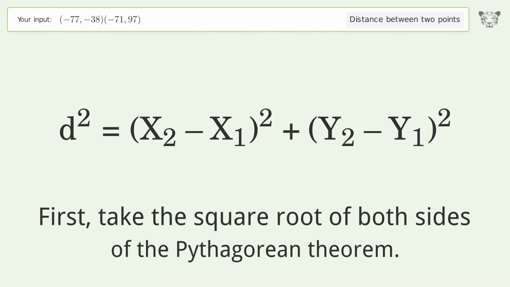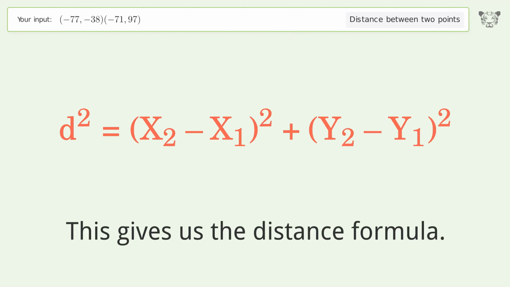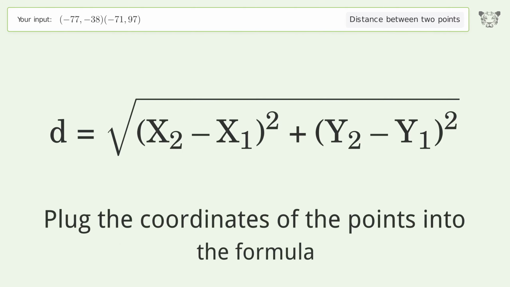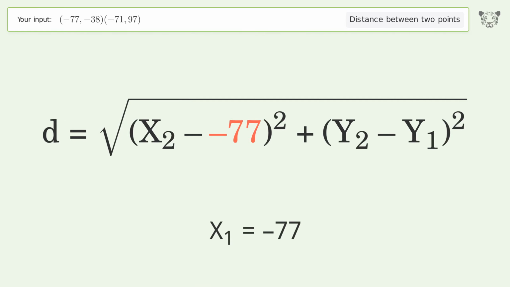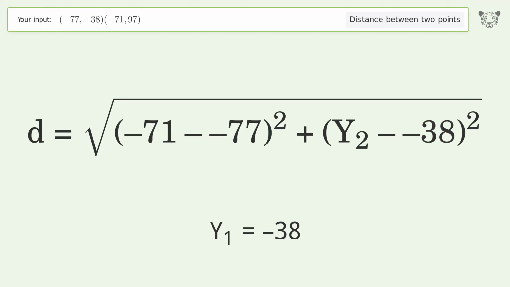First, take the square root of both sides of the Pythagorean theorem. This gives us the distance formula. Plug the coordinates of the points into the formula. x1 equals -77. x2 equals -71. y1 equals -38. y2 equals 97.